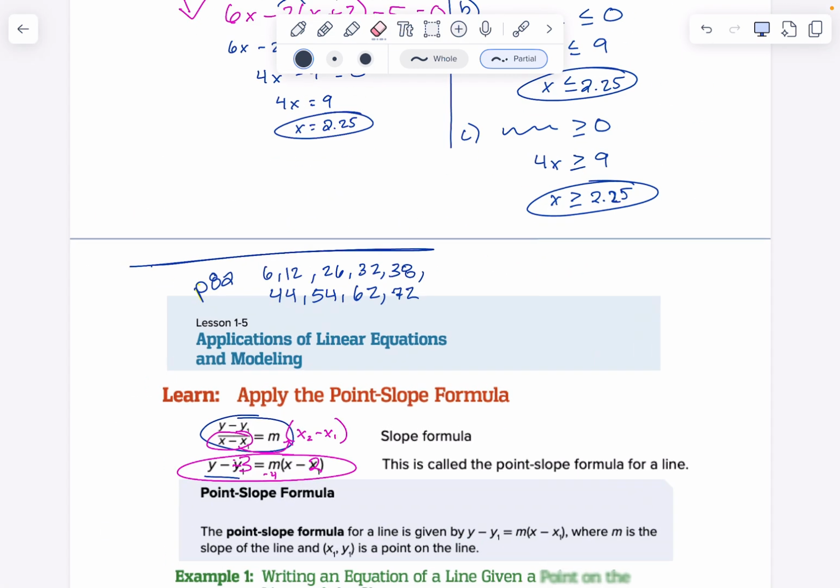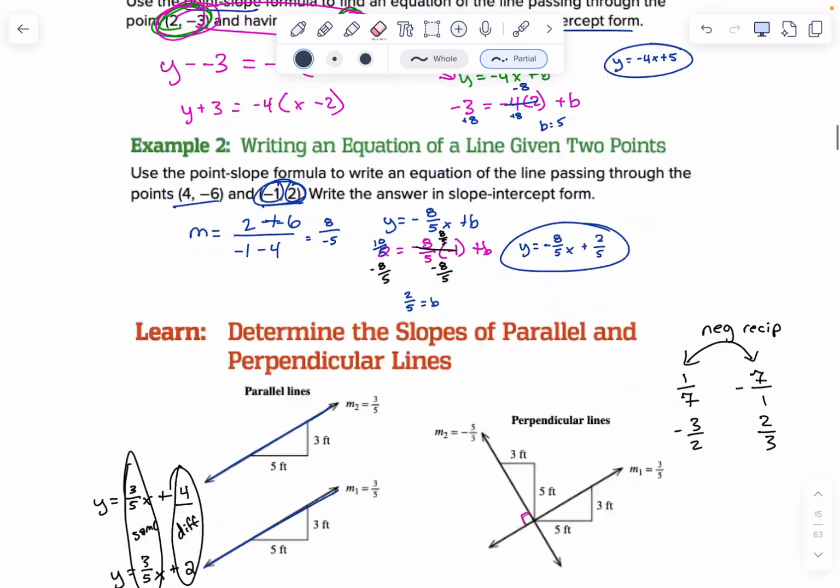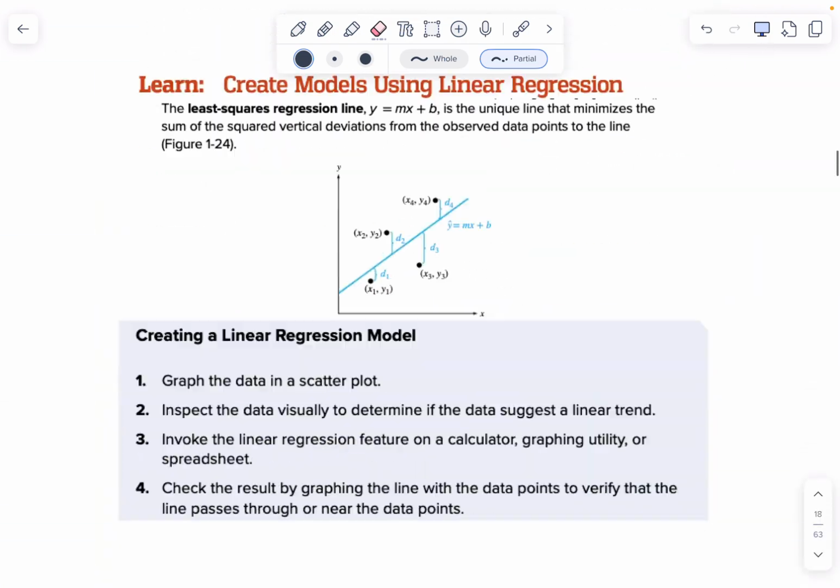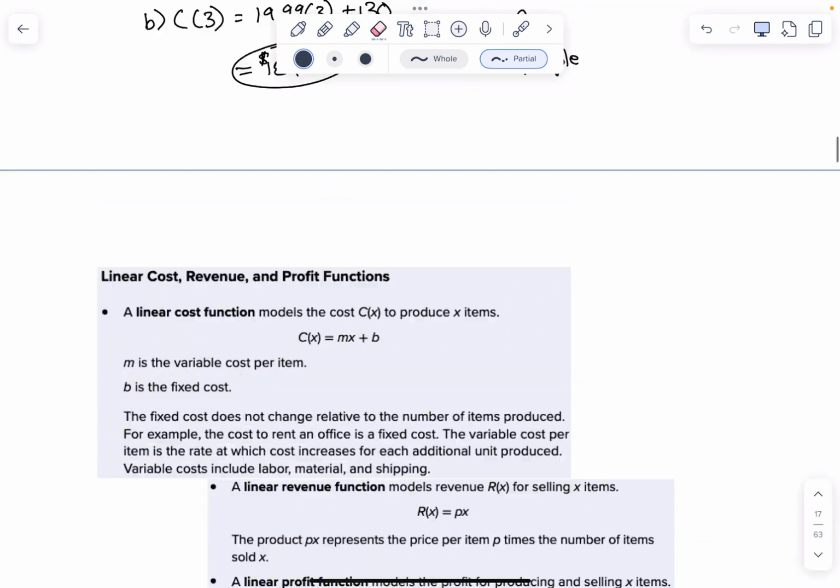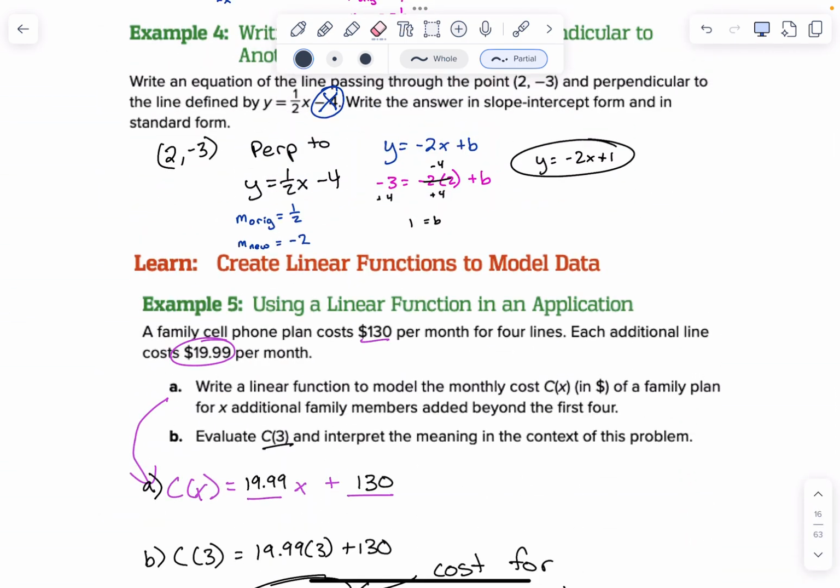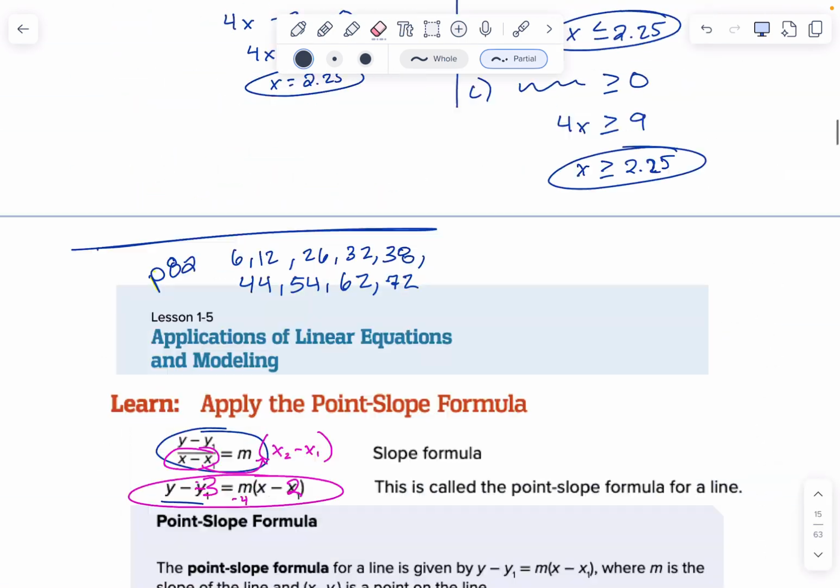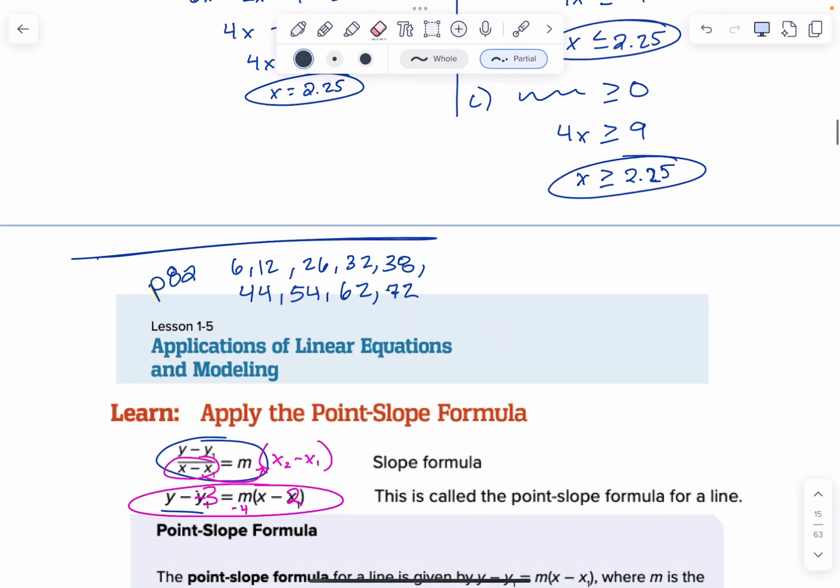How far can we get in the homework? Linear functions to model data. You can probably do 54, yeah. I bet you can. Yep. So up through 54, skip the last 2 for now. That sounds like a good stopping point.